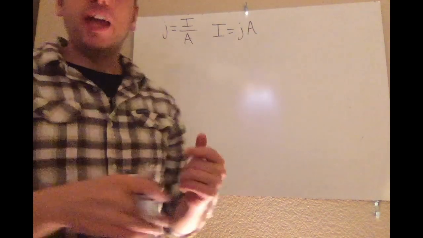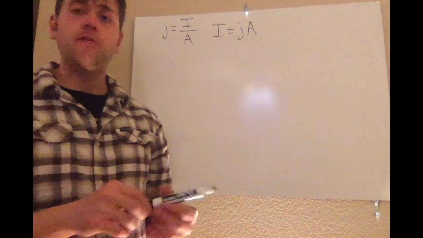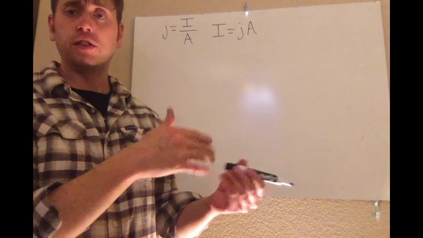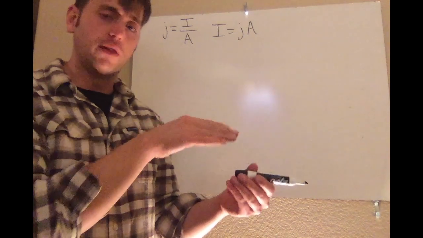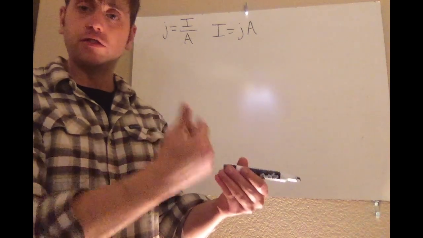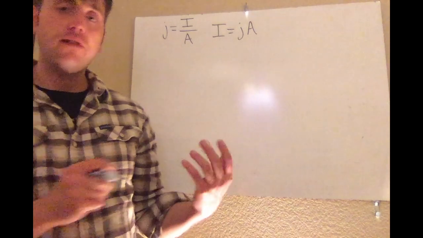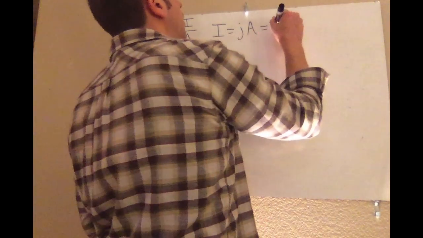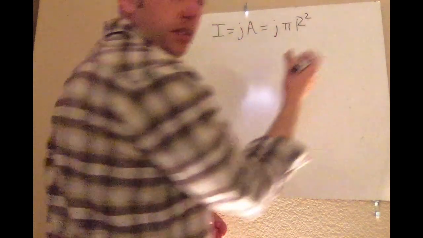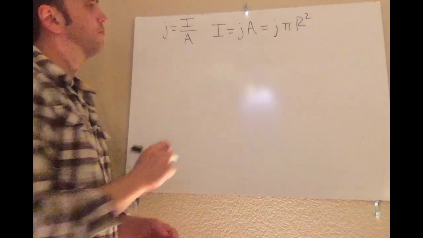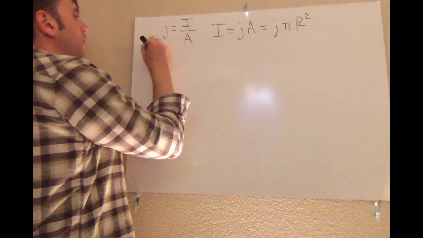We have to think about what the area is in this context. So the assumption for a wire is that it has a cylindrical shape. And the cross-sectional area that the current is moving through is a circle. It's a circular area. So A for a circle is pi r squared. So now we have J times pi r squared. If we can calculate this, then we'll know what the current is. So let's do that over here.